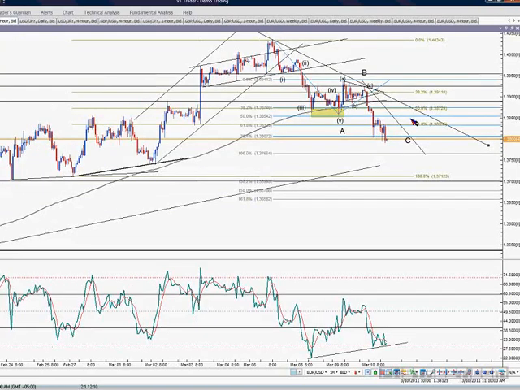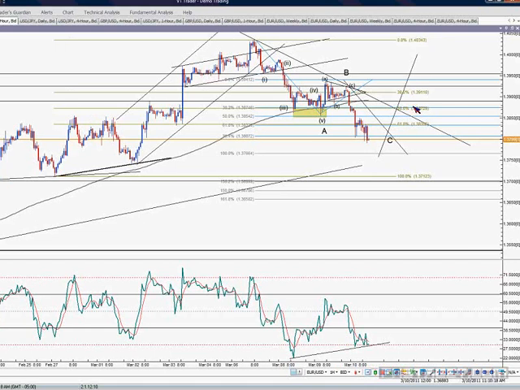Now, I'm going to get rid of this parabolic because it's getting a little messy here. We would use this to help us confirm a breakout back into the bullish scenario. That's what I'm looking forward to in the coming week, a bullish outlook for the euro dollar.